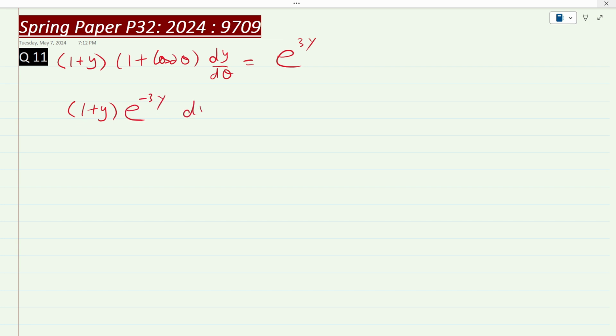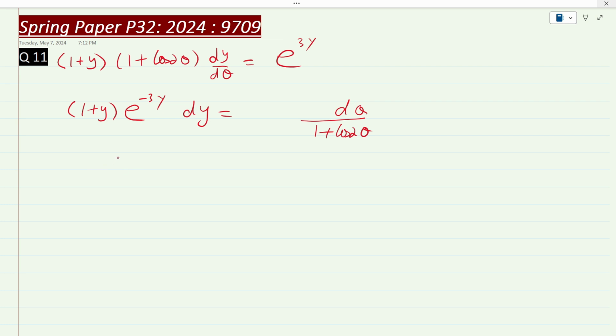Okay, let's write down the differential equation which is given in the question. (1 plus y)(1 plus cos of 2 theta) dy over d theta equals e to the power 3y. All the d's should be in the numerator and the variables should be separated. So we are going to do that. So (1 plus y) and e raised to power 3y, I'm going to take it on the left hand side with dy, and d theta on the right hand side, but this is going to be in the denominator. Okay, no problem. It is 1 over 1 plus cos 2 theta. Now the variables are separated successfully.